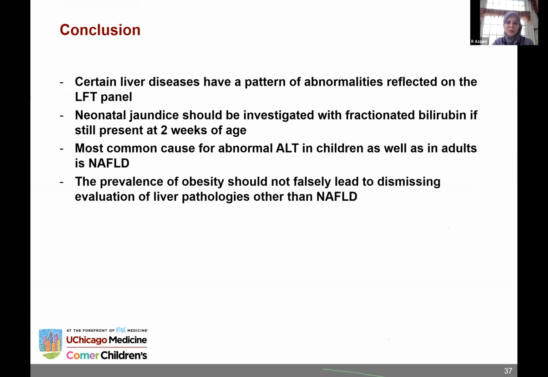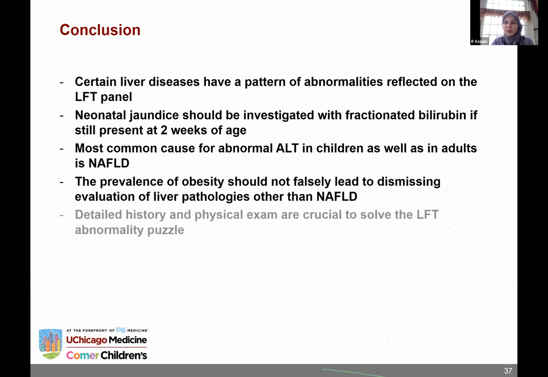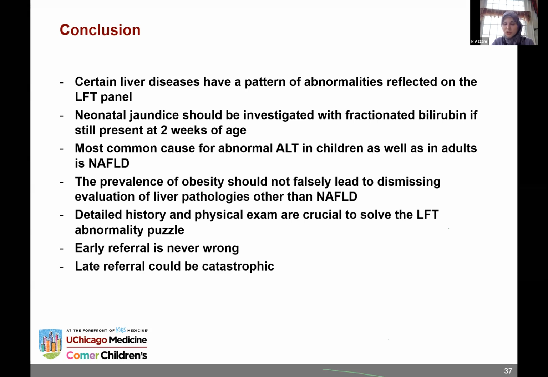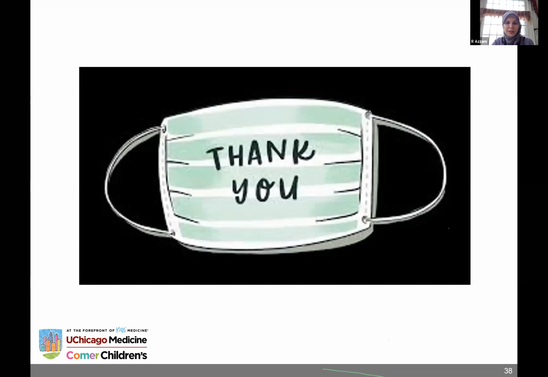The prevalence of obesity should not falsely lead to dismissing evaluation of liver pathologies other than NAFLD. So it could be a combination of fatty liver plus autoimmune disease or plus viral Hep B or C or whatever. Detailed history and detailed physical exam are crucial to solve the liver panel abnormality puzzle. Early referral to the specialty or subspecialty is never wrong, and late referral could be catastrophic. And I think with this, I end the presentation.